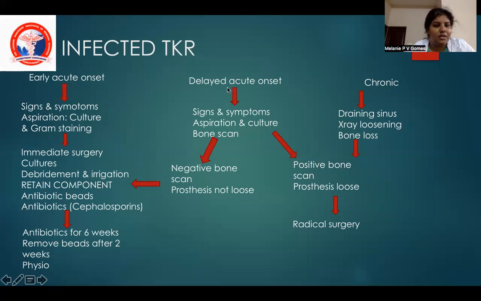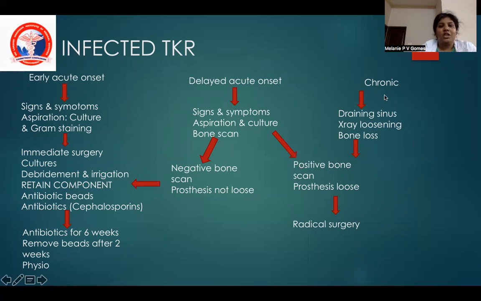In case of delayed acute onset, this is based on the signs and symptoms. An aspiration can be done and sent for culture. A bone scan, in this case the technetium bone scan, 3-phase, or a gallium or indium scan. If it's a negative bone scan and the prosthesis is not loose, we can continue management the same as we've done for an early acute onset. However, if there is a positive bone scan or the prosthesis is loose, we continue as per the management for chronic case.